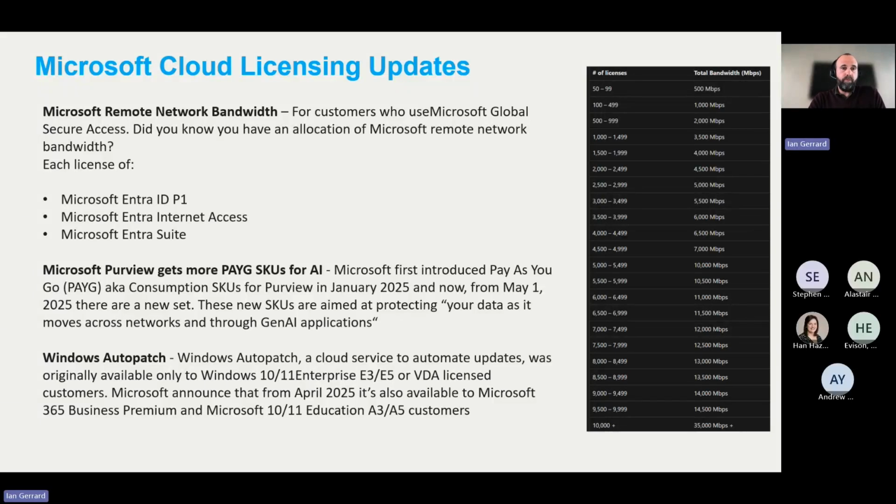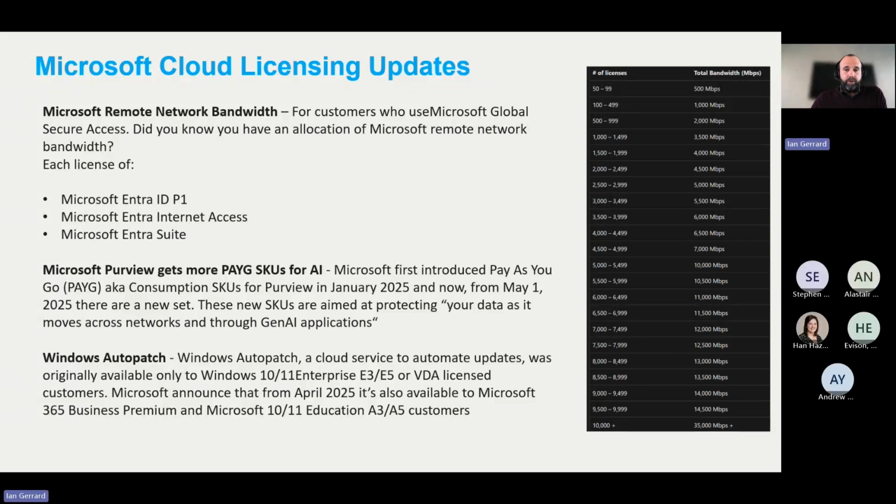One interesting thing is regarding this remote network bandwidth. So customers who do use the global secure access, you do actually get an allocation of bandwidth within each license that you buy. The table on the right basically says if you've got between 45 and 50 licenses, and it's all based around Entra. That's the breakdown of those additional licenses that you do get, which does make for interesting reading. If that's something that's important for you, it's interesting. Not everyone knows that the latest update means you can have an allocation calculated in that way.